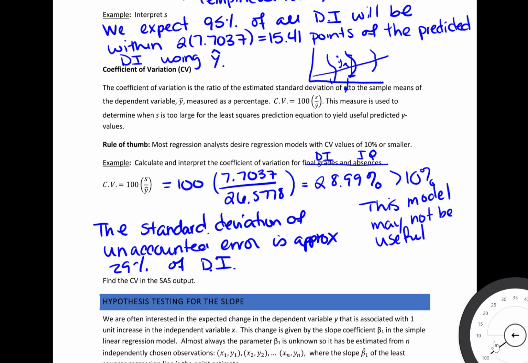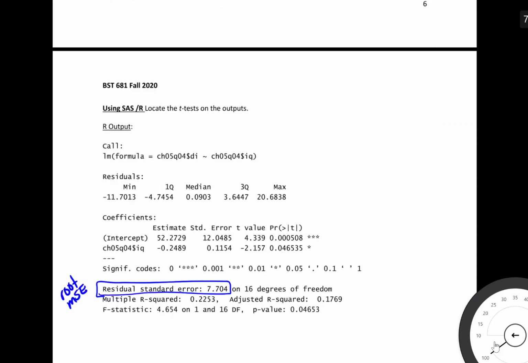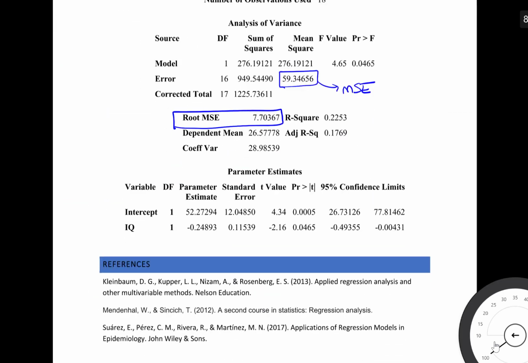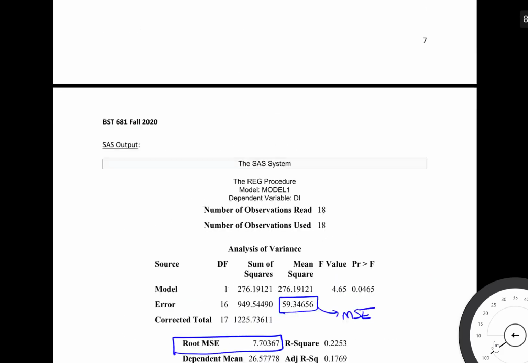Now R in its standard output does not automatically give us CV, but the SAS output does. So let's go down to page 8 and see where that's located in the SAS output. So looking here at the SAS output, notice right here we do have that coefficient of variation. And we could easily get that from R as well, it's just not included in the standard output.